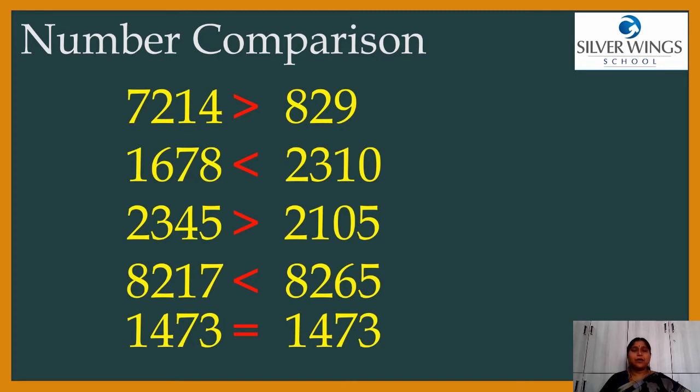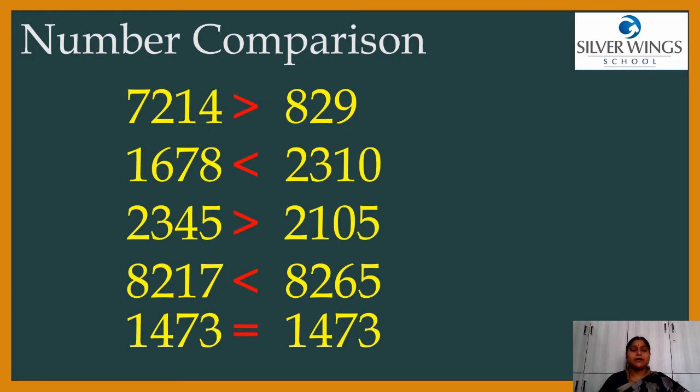What is the second rule? You should check the first digit from your extreme left, that means the thousands place. On the left side 1 is there, on the right side 2 is there. Then which is the biggest number? 2 is the biggest number, and 1 is the lesser number. So you should keep the less than sign.